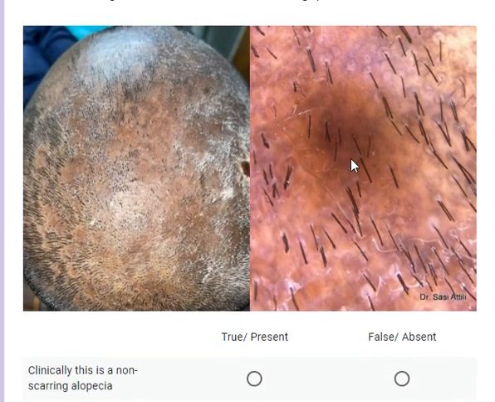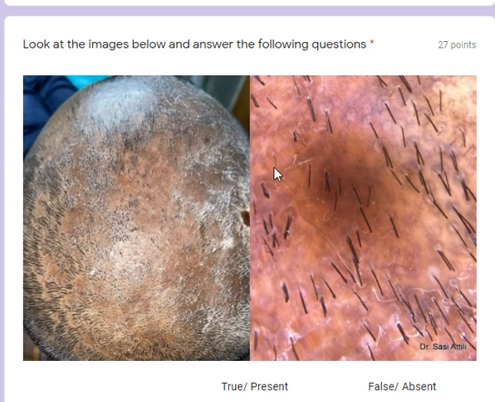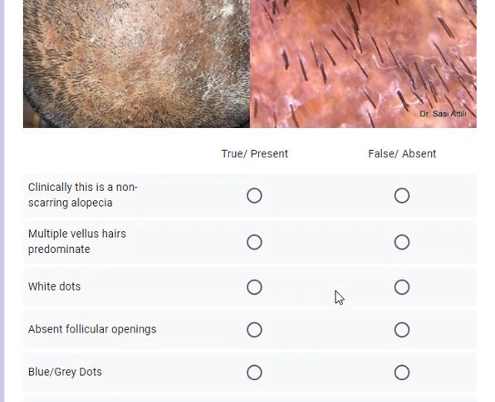There are no exclamation mark hairs. All the hairs look pretty normal. There are no exclamation mark hairs, though the hair follicles are in general unhealthy. They seem to be eaten away and distorted. They're not quite exclamation mark type.